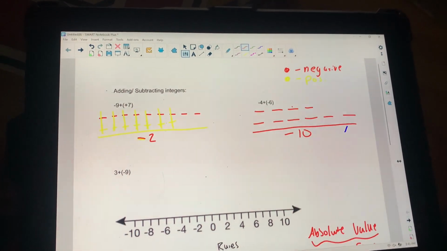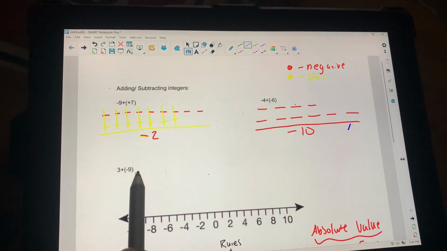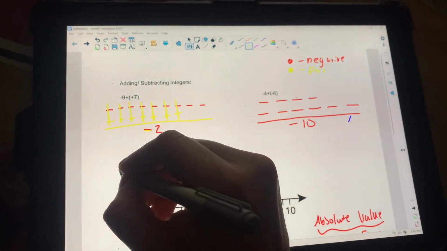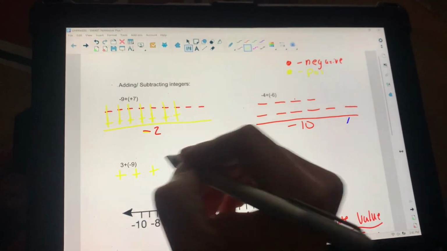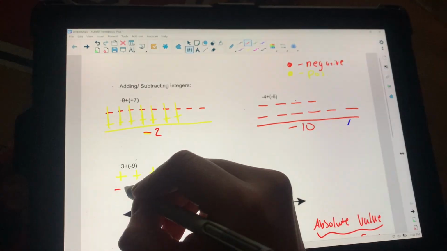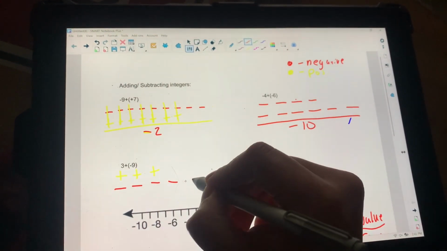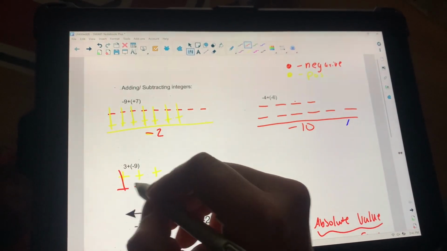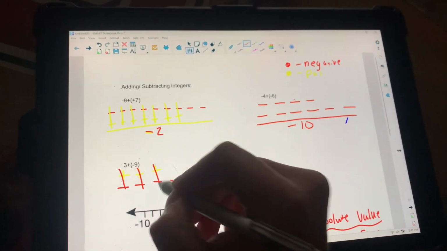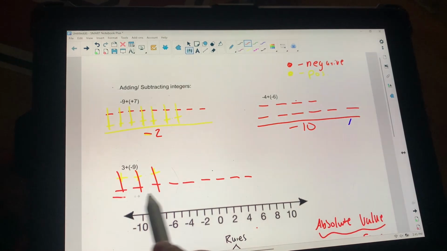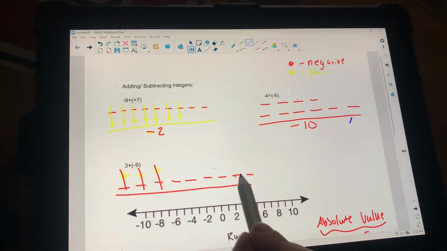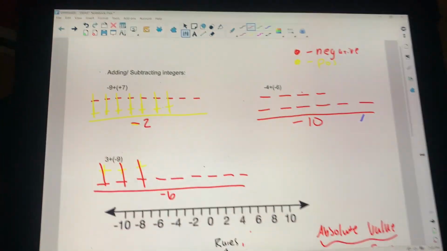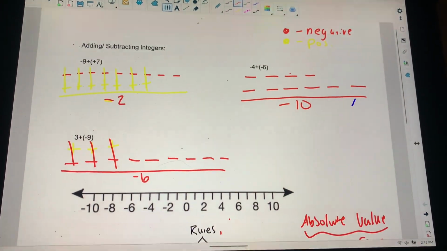Okay? Final one, we have +3 plus -9. I'm going to start off with +3, 1, 2, 3, and then I add -9. So 1, 2, 3, 4, 5, 6, 7, 8, 9. Now that's a 0 pair because it's a positive and negative, 0 pair, and then another 0 pair. So there's 3 of them. My answer for this is 1, 2, 3, 4, 5, 6, -6. Did not have that planned out, but they're all negatives. Okay, so that's how you do it with the chips.